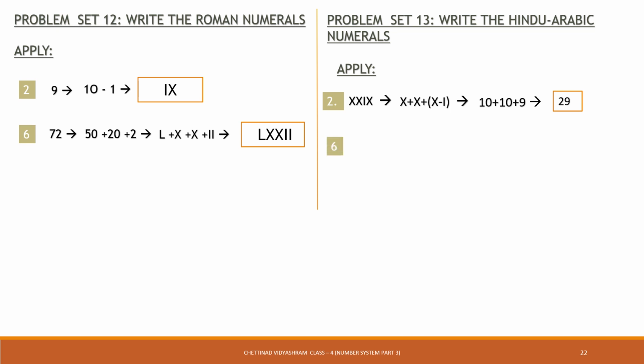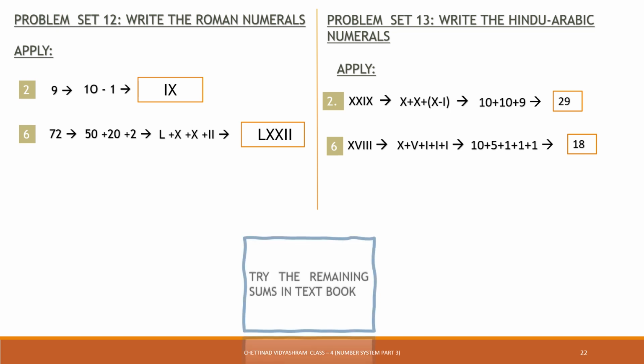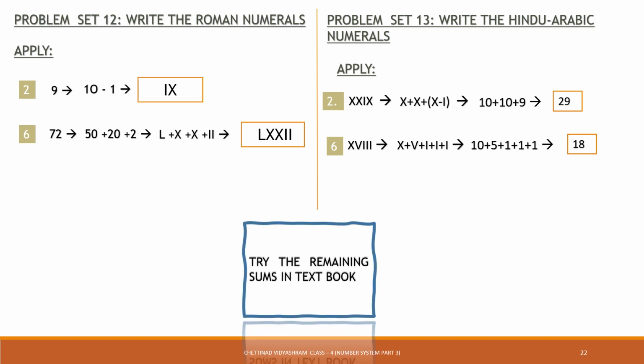Next we are going to see the sixth sum. XVIII. So X is nothing but 10, V is 5, I plus I plus I is 3. So 10 plus 5 plus 1 plus 1 plus 1 is nothing but 18. So the Hindu-Arabic numeral for XVIII is 18. Understood, children, how to convert Hindu-Arabic numerals into Roman numerals and Roman numerals into Hindu-Arabic? Try the remaining sums in the textbook.